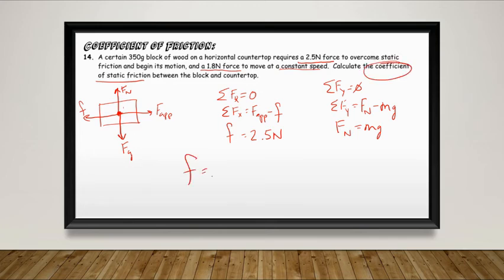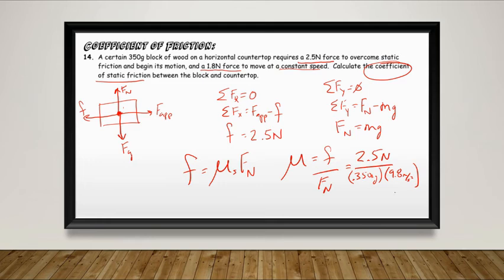Well, we know frictional force is equal to the coefficient of friction times the normal force. So our coefficient of friction is equal to our frictional force divided by our normal force, which is equal to 2.5 newtons divided by 0.350 kilograms, because we had to convert grams to kilograms, and then times our 9.8 meters per second squared. And when we go ahead and calculate all of that out, we end up getting that our coefficient of static friction is 0.73. And notice there are no units there because newtons are going to cancel with newtons, which is kilograms times meters per second squared.